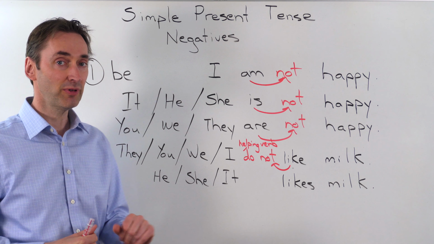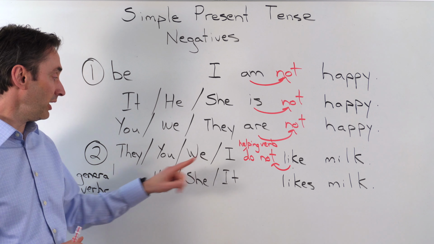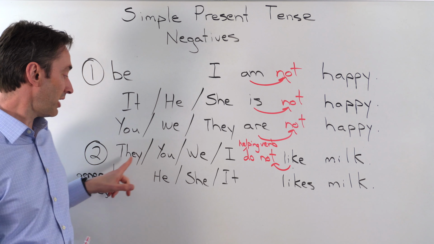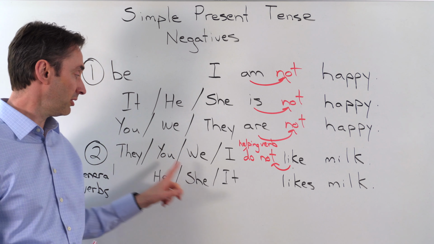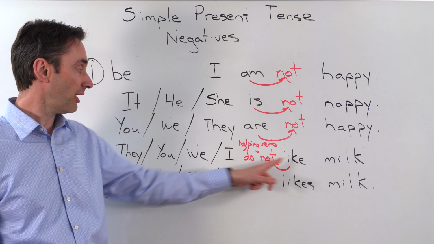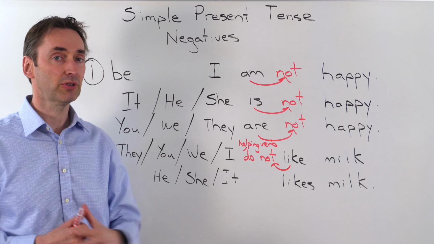And this is the same with the other subjects of we, you, and they. With all of these subjects, we would say they do not like milk. You do not like milk. We do not like milk. And I do not like milk.